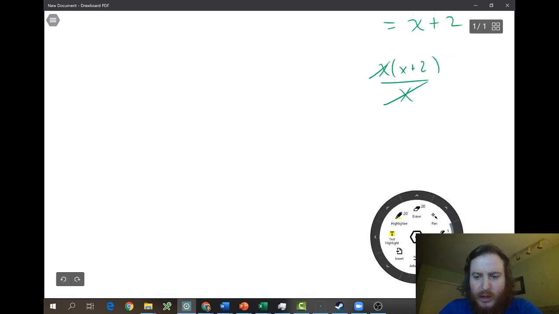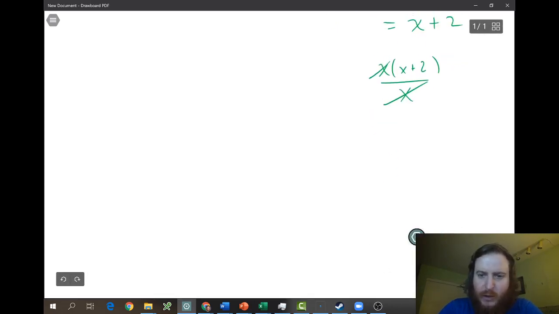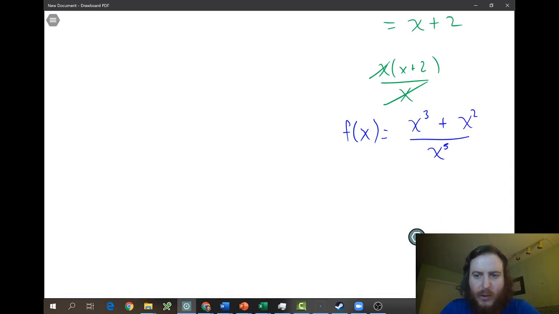Another question we could have had would be f of x equals, say, x cubed plus x squared all over x to the 5th. In this case, we can cancel out an x squared from every term. We see an x everywhere, but the lowest exponent is squared. So I'm going to first cross out my x squared, and I like to make sure I put a 1 here. A lot of times students just forget about it. There needs to be a 1 there.